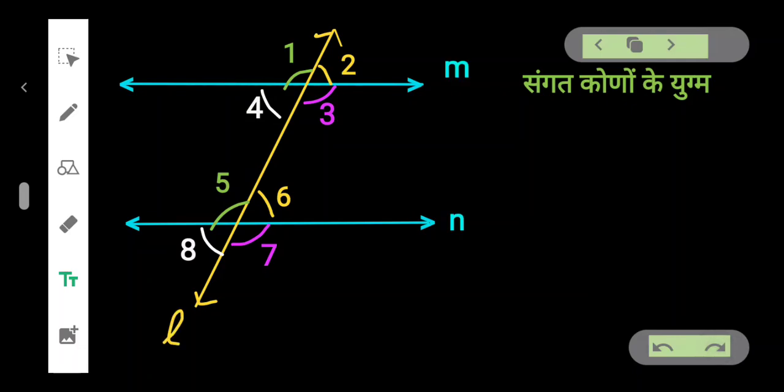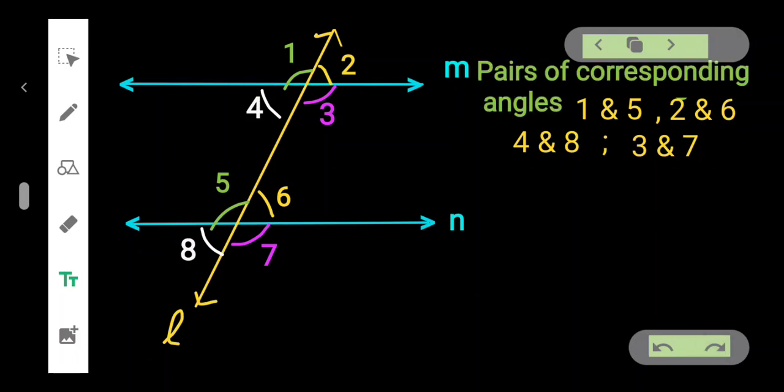M and N are two lines. L is the transversal. 1 and 5, 2 and 6, 4 and 8, 3 and 7, these are the pairs of corresponding angles.